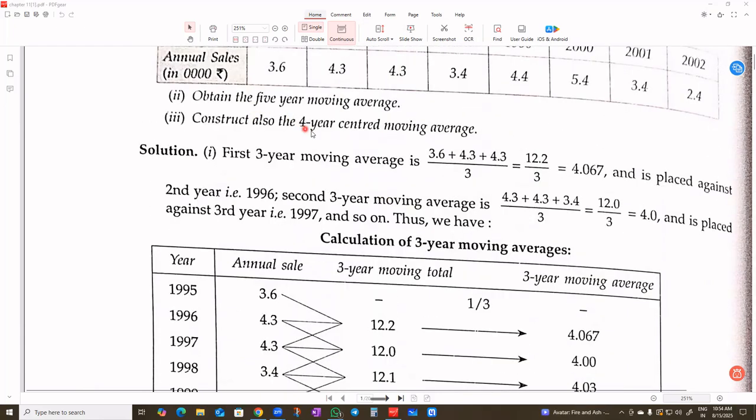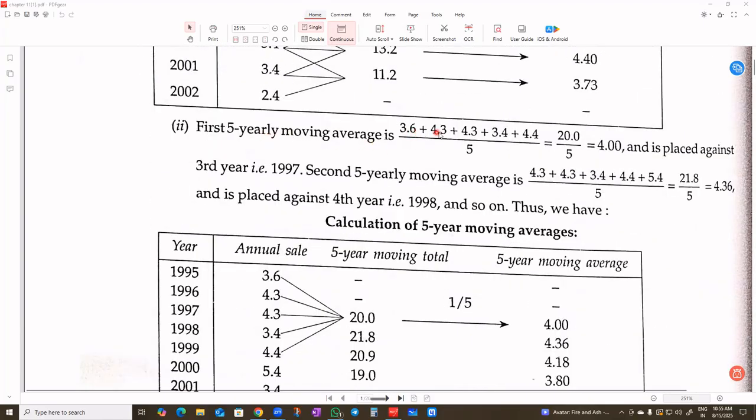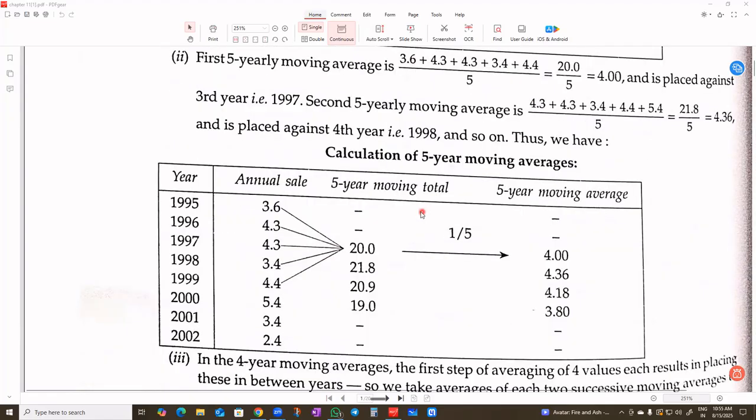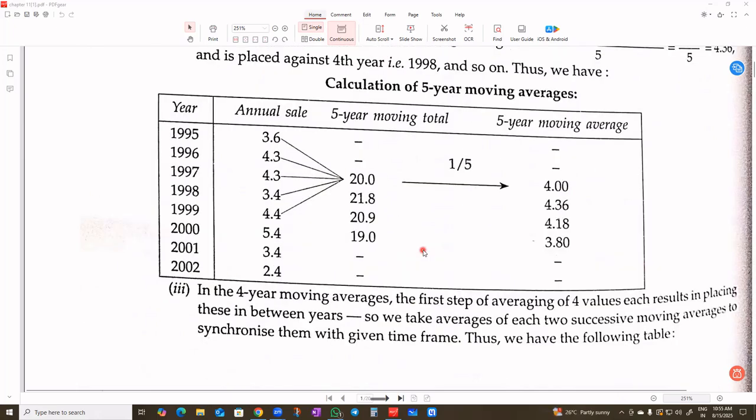Next, he also said 4 years centered moving average. First, for a 5 years moving average, we consider 3.6, 4.3, 4.3 and so on. We cancel 3.6 and consider the next 5. You can make the arrows yourself: 21.8 divided by 5 gives a 5 years moving average of 4.36. In the same way, do the remaining ones. In the exercise, I will show you how to do each problem. This is an example, which is why I'm explaining on this screen.